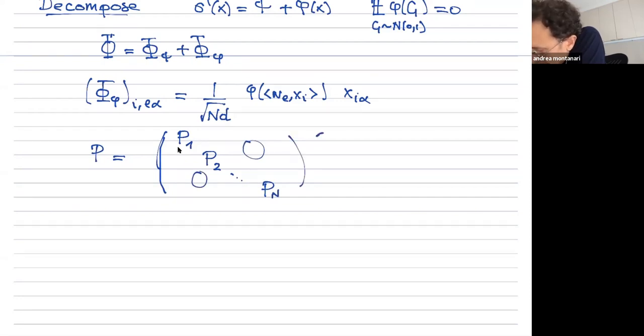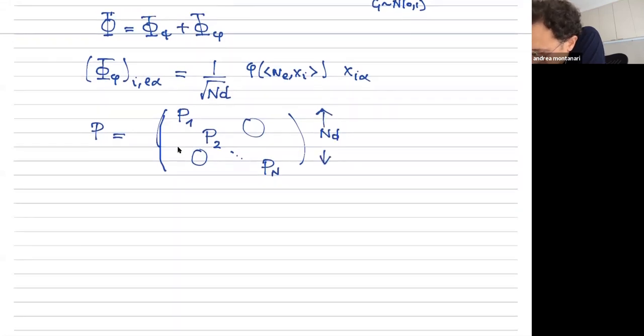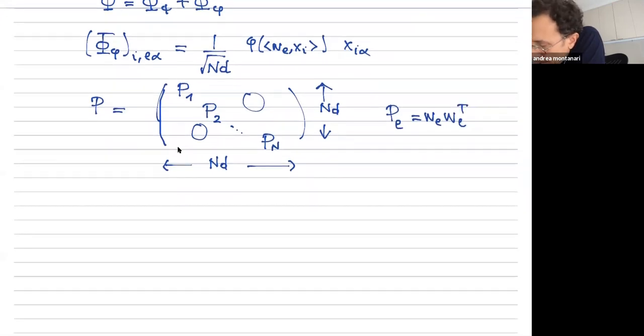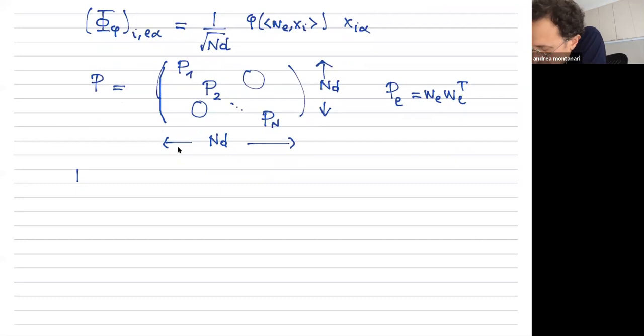So this is an ND by ND projector, where each of the P_L is W_L transpose. And of course, P orthogonal is identity minus P.